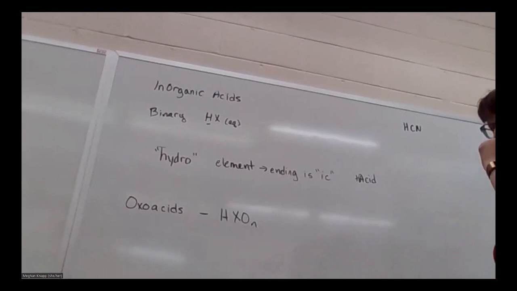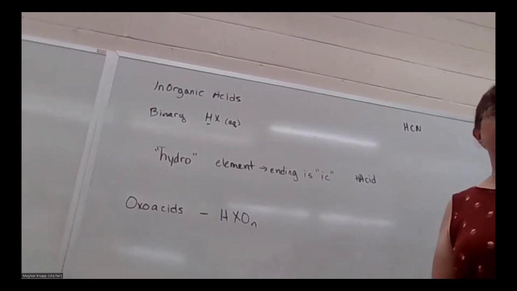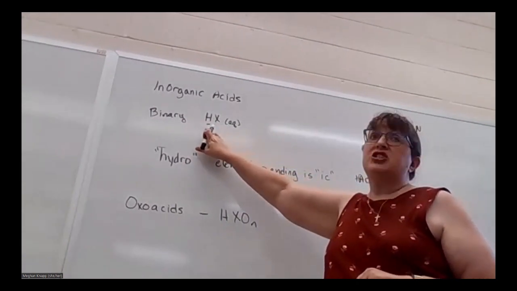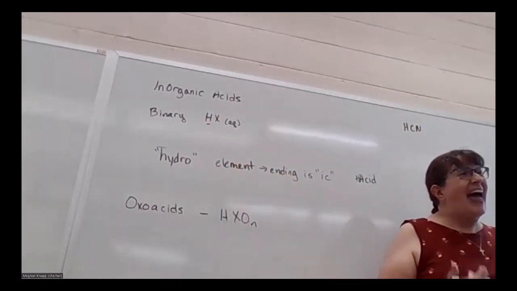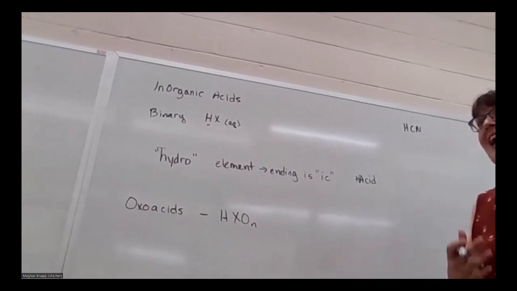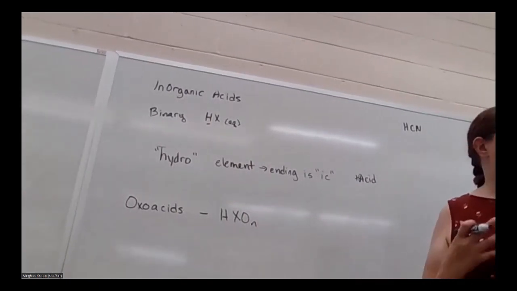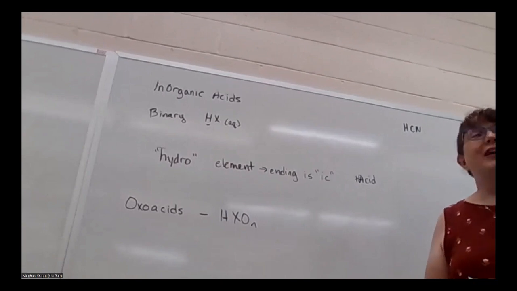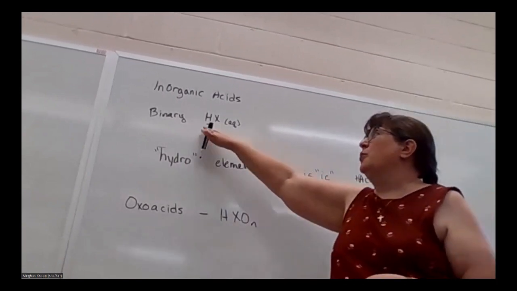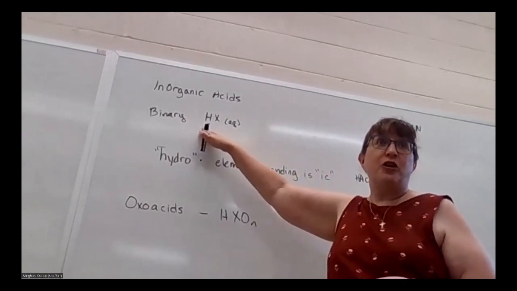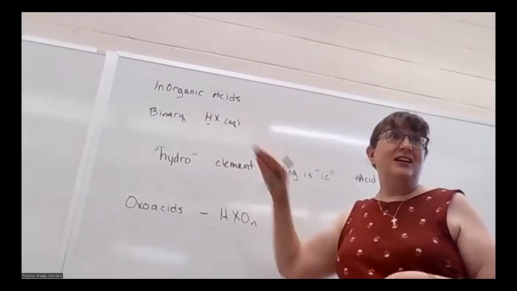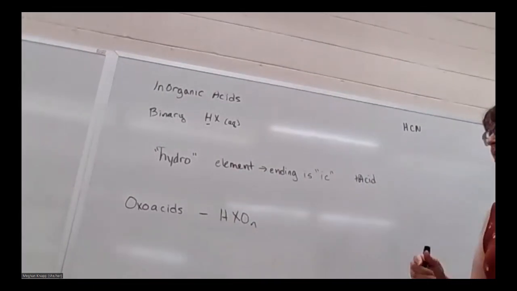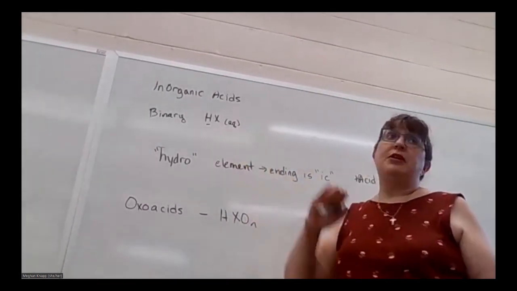Inorganic acids come in two flavors. We have binary, which has two elements. Now notice this starts with a hydrogen. So an acid has a hydrogen in it that when this acid is dissolved in water, it can become detached. So for inorganic acids, we always start with the H. So if you see an H at the front of a chemical formula, there's a pretty good chance that's some kind of an acid. So in binary, it's just the hydrogen and some other element.